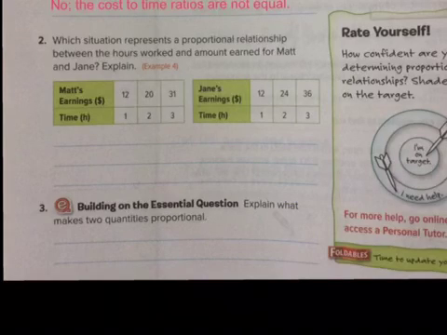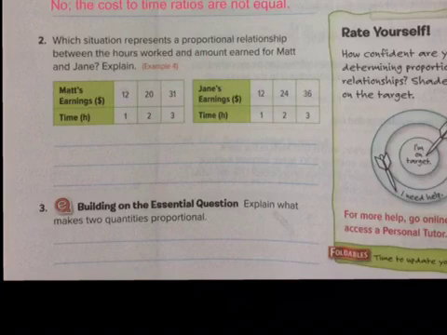Question 2. Okay, here we're going to look at 2 tables and we're going to compare them. Which situation represents a proportional relationship between the hours worked and the amount earned for Matt and Jane? Explain. Okay, Matt's earnings and time. He makes, in 1 hour, $12. If he makes $12 in 1 hour, I'm assuming that in 2 hours, he will make 24. But no, he doesn't. He only makes 20. So he's really not making $12 an hour.